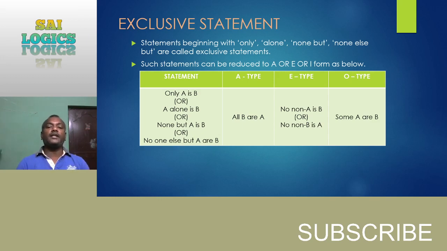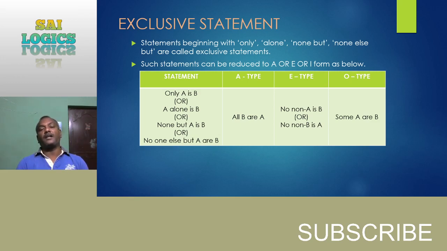If you want to rewrite it in some type, that is I type, you see that subject and predicate are kept unchanged. Only change is you have to put some in place of only, alone, none but, none else but. So that means all exclusive statements can be written in A type, E type, I type. So most preferably, it is easier to convert it into all type only, but we can convert it into some type and no type also. So this is about exclusive statement, and this is the overall concept of statement.